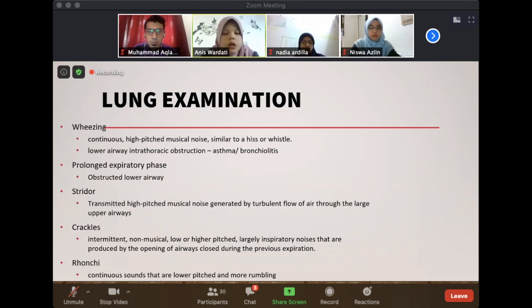So for crepitations, usually it is during inspiration, and it occurs because of the opening of the airways or the alveoli, which were previously closed during expiration. And rhonchi is a continuous sound, more or less like wheezing, just that it is of lower pitch, and it also indicates lower airway obstruction.